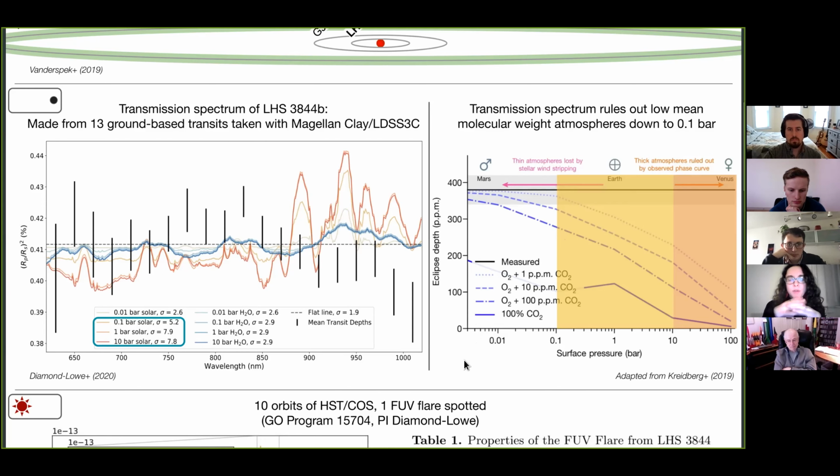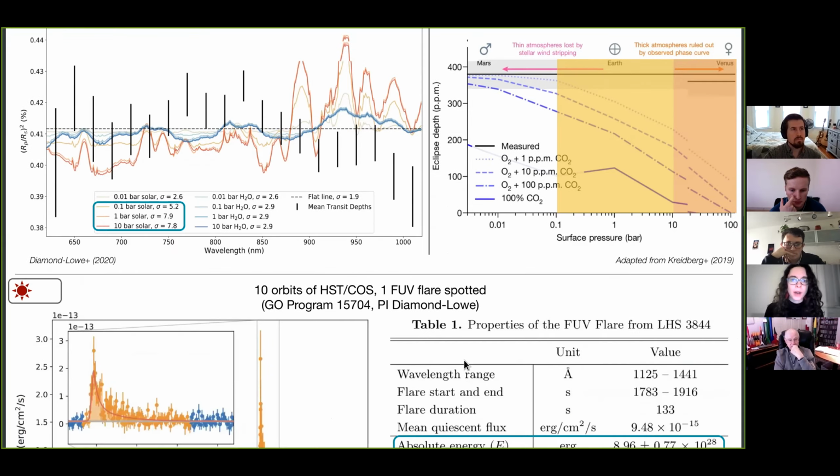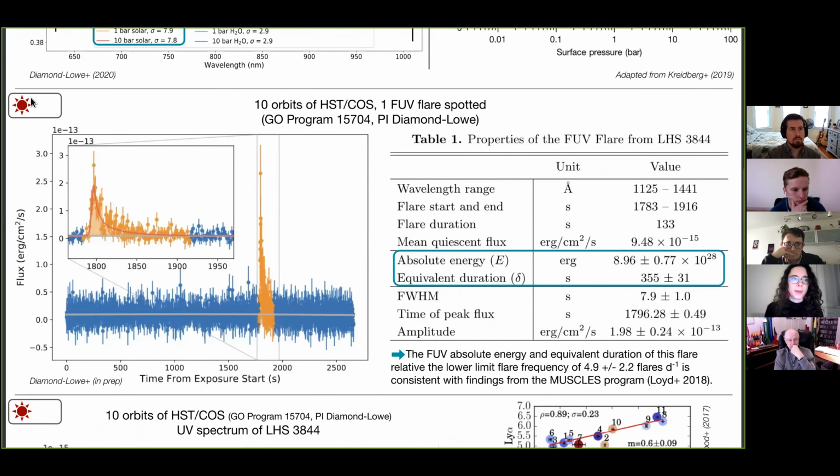But I wanted to move beyond this and think about, well, if it had an atmosphere, or if at one point it had an atmosphere, what would then be the interplay of that atmosphere with the host star, this LHS 3844? So now we're going to switch over to talk about the star over here. And to look at it, we got 10 orbits of HST time with the Cosmic Origins Spectrograph, or COS, which has access to the UV part of the stellar spectrum.